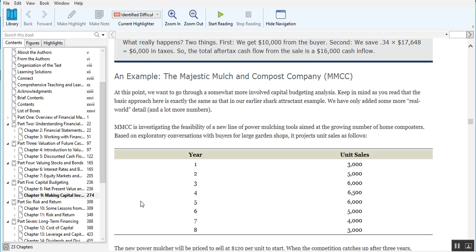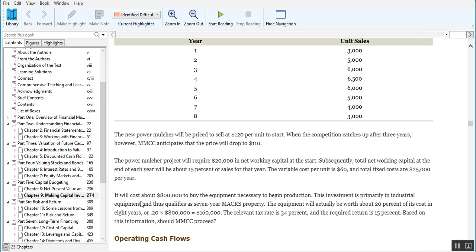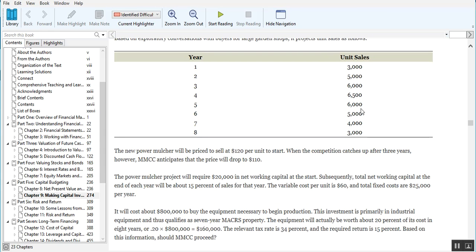Here's a case where we're going to go through some analysis with some more capital budgeting calculations for the Majestic Mulch and Compost Company. We're going to make some automated composting equipment, and these are the projected sales figures for the 8 years of the project.